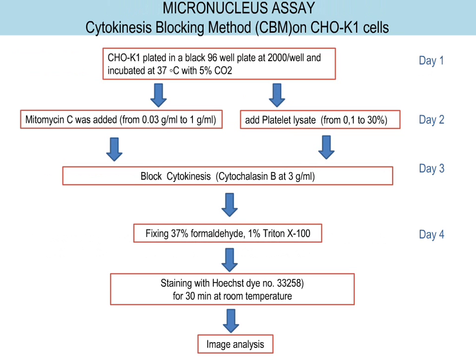In practice, we plate CHO-K1 hamster cells in a black 96 well plate. Then at day 2, we add mitomycin or platelet lysate. At day 3, we block cytokinesis with cytochalasin. At day 4, we fix the cells with formaldehyde, and we stain the cells with Hoechst. And we perform image analysis.